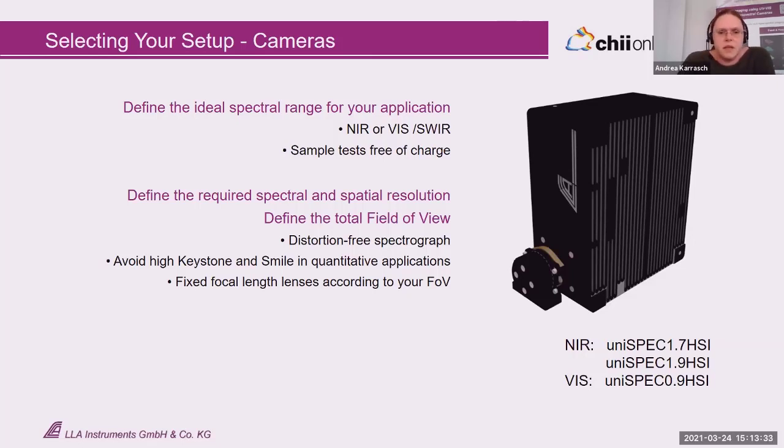And if you have defined your total field of view, or the sorting width, for example, then you also need to find the suitable fixed focal length lens. In industrial applications, it is generally advised not to use zoom lenses. And in the NIR range, zoom lenses are, as far as I know, not available.